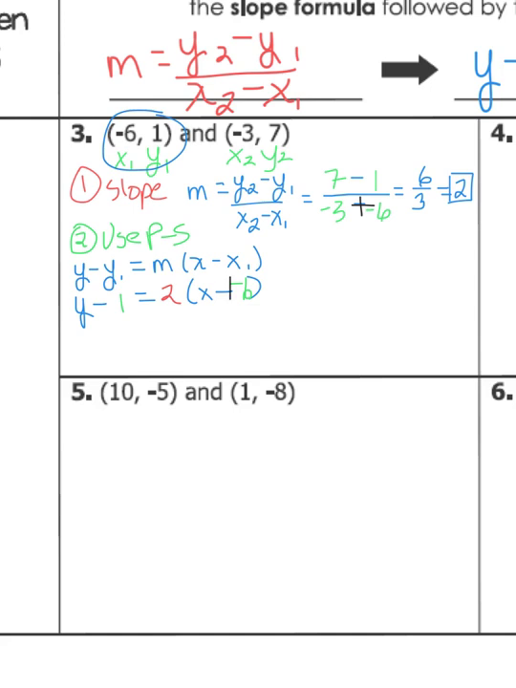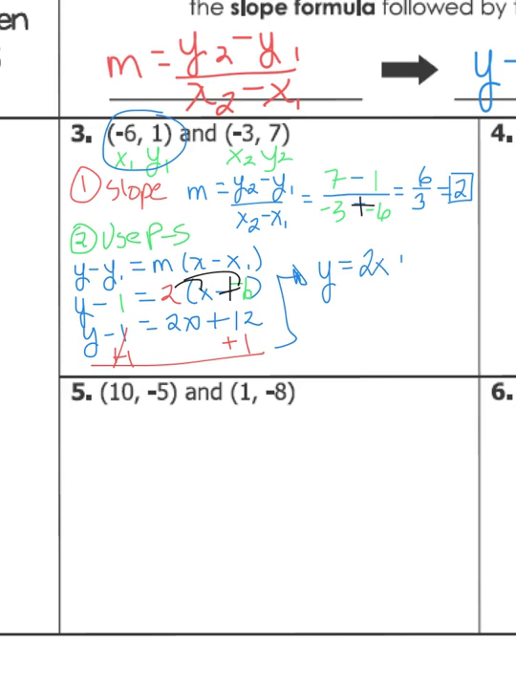So like we said before, you have to change that double negative into a plus, and distribute the 2. So you've got y minus 1 is equal to 2 times x is 2x, and 2 times 6 is 12. Finally, I can add 1. And my final answer is y equals 2x plus 13.